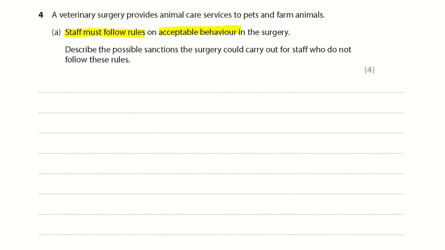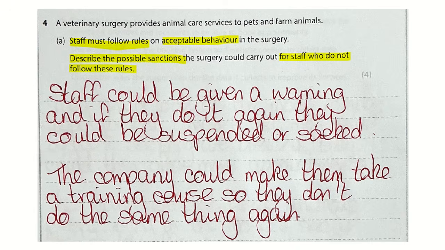What's it asking us to do? Right, it's asking us to describe possible sanctions the surgery could carry out for staff who do not follow the rules. So this one's a bit of common sense, it's a bit to do with acceptable use. We're looking here at what's going to happen if staff don't behave properly. So if they are not following the acceptable use policy. To describe, it's 4 marks, so they're looking for 2 point expansions.